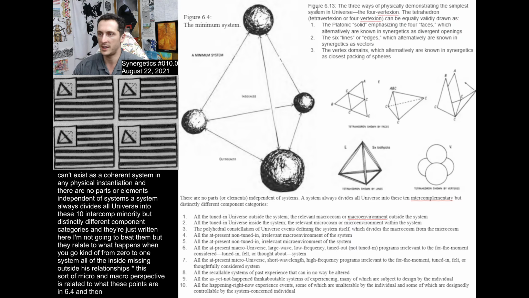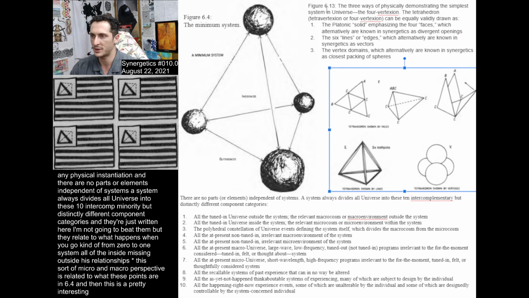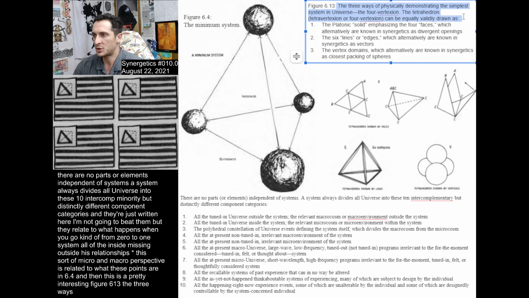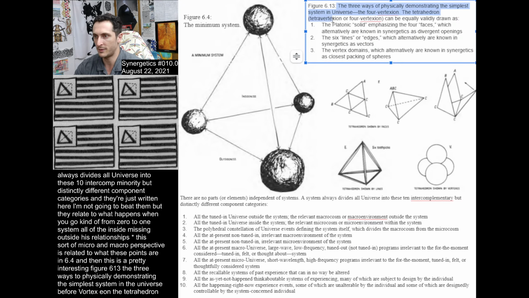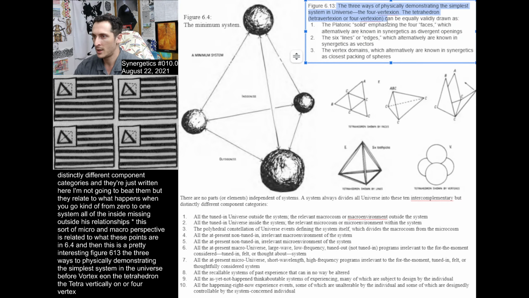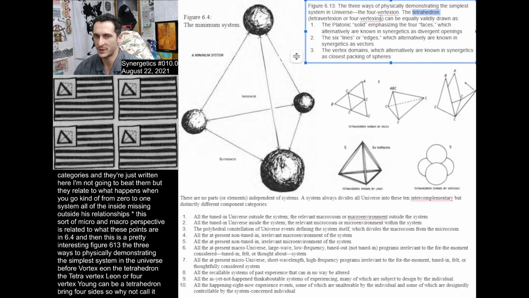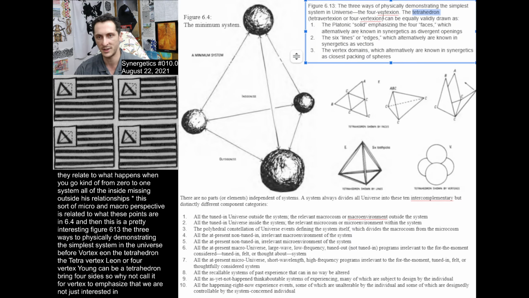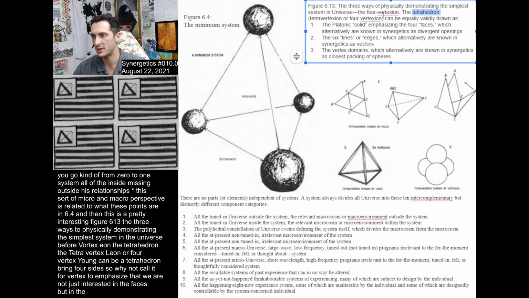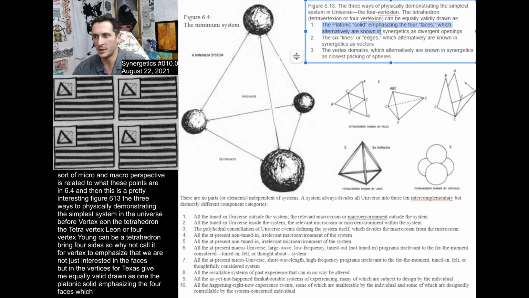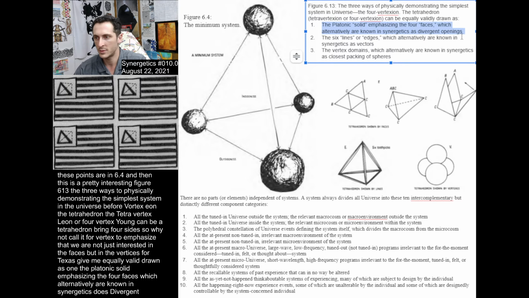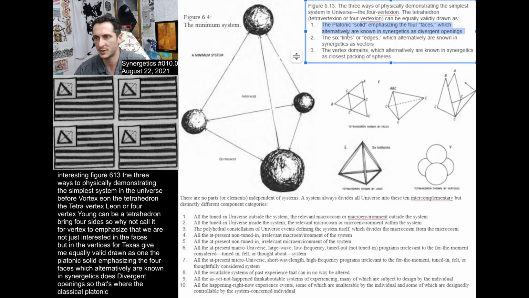And then this is a pretty interesting figure 6.13. The 3 ways of physically demonstrating the simplest system in universe. The 4-vertexion. The tetrahedron, the tetravertexion, or 4-vertexion, tetrahedron being 4 sides, so why not call it 4 vertex to emphasize that we're not just interested in the faces, but in the vertexes, can be equally validly drawn as 1, the Platonic solid emphasizing the 4 faces, which alternatively are known in synergetics as divergent openings. So that's sort of classical Platonic tetrahedral solid.